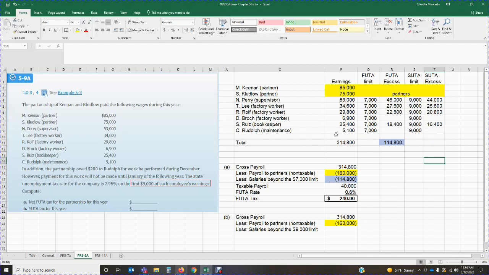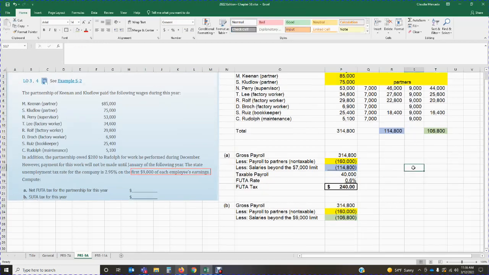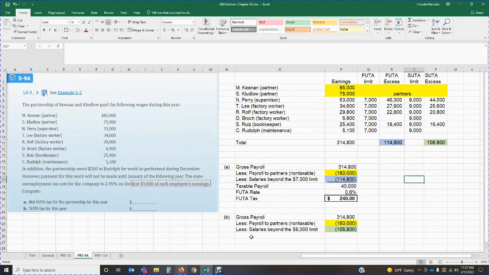So from 5,100, which is what they earned, the cap is at 9,000. This employee has still not reached, so that means everything is taxable. What we are calculating is the portion that is not taxable. This is the amount that the employee has earned above the $9,000 limit. So I'm going to add this column, and that gives me 106,800. That is the amount that the employees have earned above the $9,000 limit. So I'm going to deduct that from my total to get my taxable payroll.